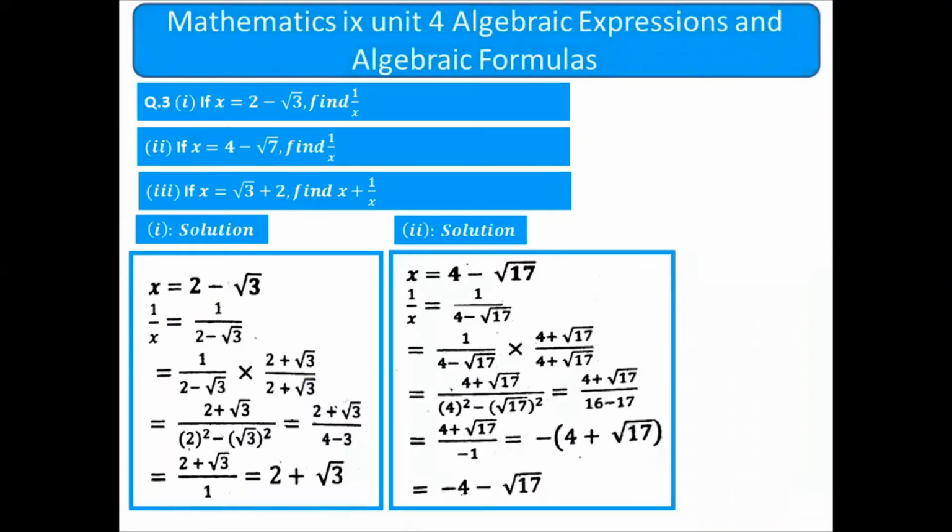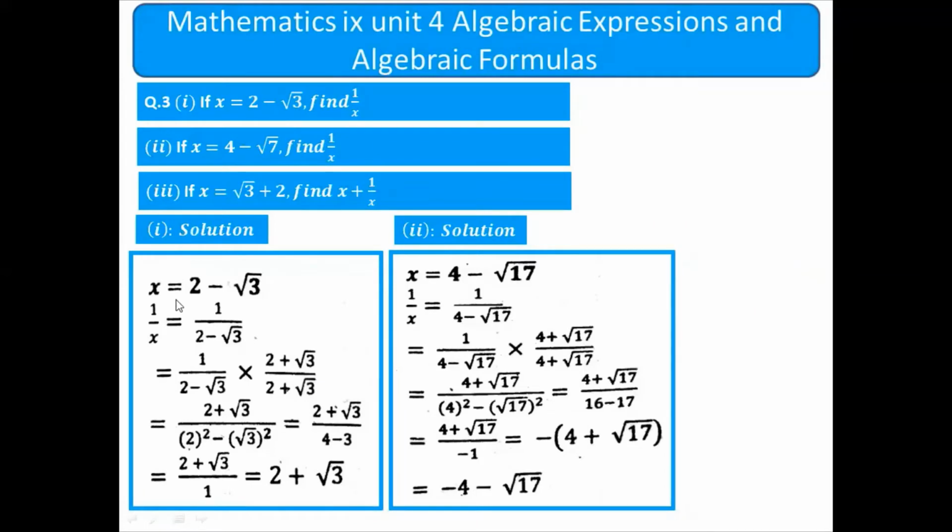Question number 3: if x is equal to 2 minus square root of 3, find 1 by x. Part 2 is if x is equal to 4 minus square root of 7, find 1 over x. And part 3 is if x is equal to square root of 3 plus 2, then find x plus 1 over x. So let's start with part 1.